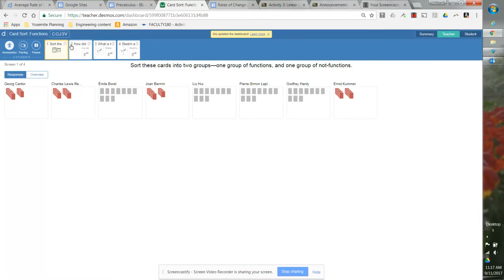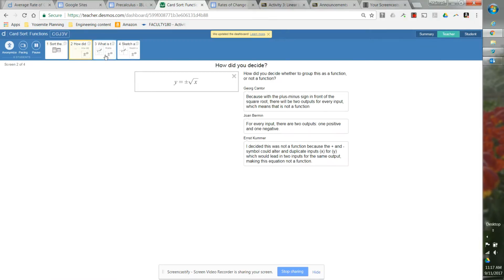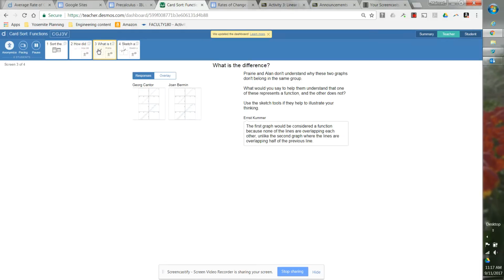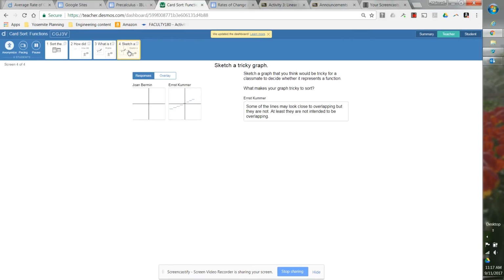After that, you can see that some people have come in and tried this later one. Again, there's some help here that you might want to go back to your card sort function after you tried question 2 and 3. And then for number 4, you want to look at sketching a graph. So you want to sketch a graph that's going to be tricky for your classmate to figure out whether it's a function or not. So I'd like you to talk about this in your groups and then try again on this one.